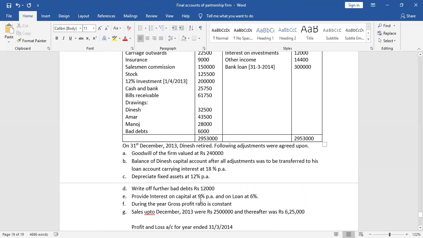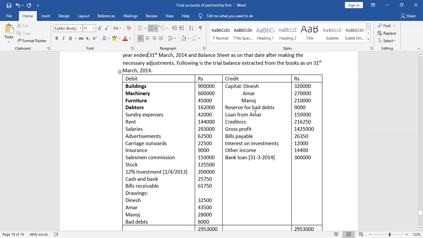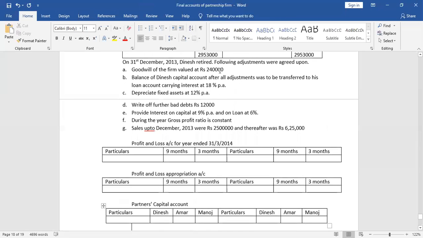Provide interest on capital at 9% and interest on loan at 6%. So which loan is there where 6% interest has to be charged? This is the loan given by Amar, on which the rate of interest will be 6%. 6% rate of interest has to be calculated on the loan.